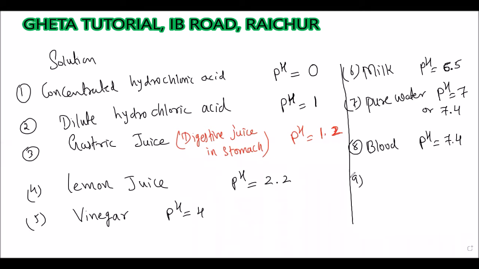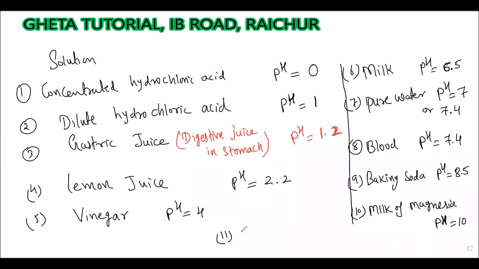So you know baking soda. What is the pH of baking soda? That is 8.5. Milk of magnesia: the pH of milk of magnesia is 10.